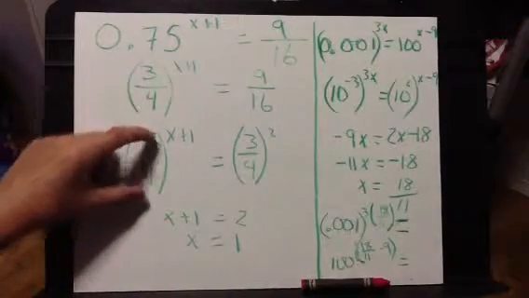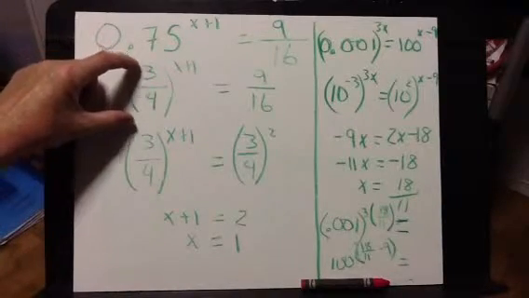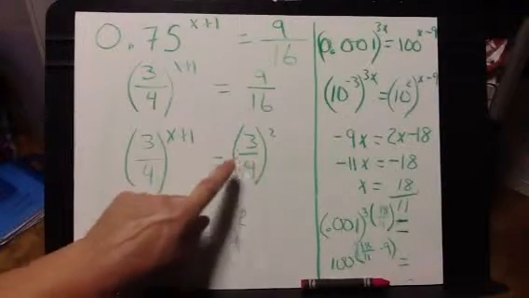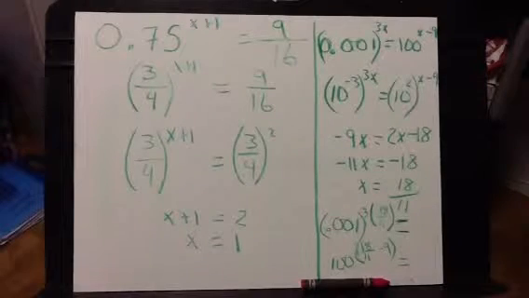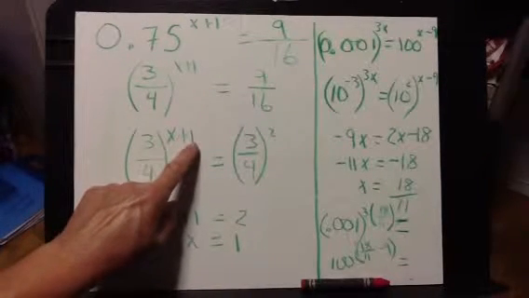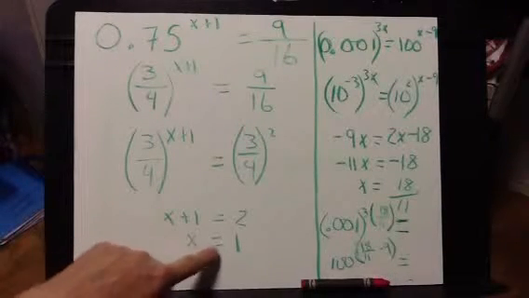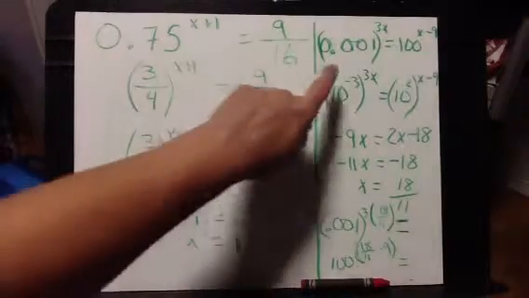So 3/4 to the x plus 1 power is the same as 3/4 squared, because 3 squared is 9 and 4 squared is 16. Now we can pop off the exponents and set them equal. x plus 1 equals 2, so therefore x must be equal to 1. Here's another kind also involving decimals.